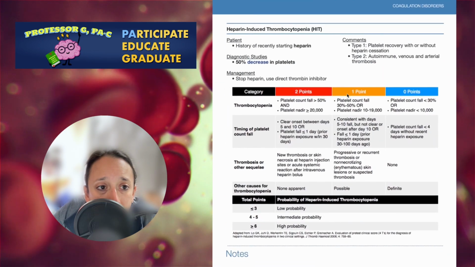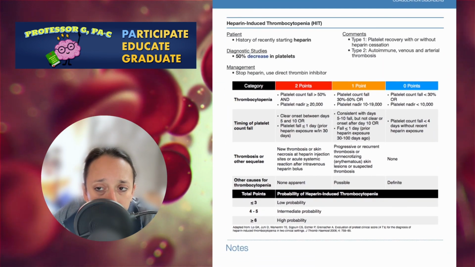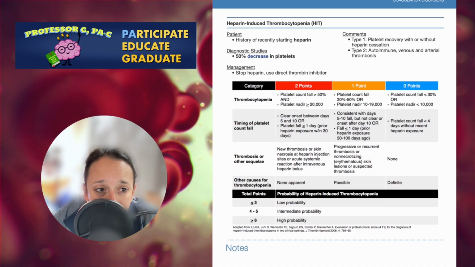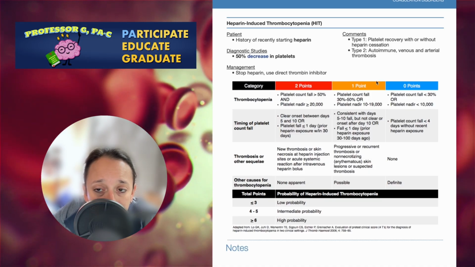All right, let's move on down to HIT. So heparin-induced thrombocytopenia, or HIT, is a really serious immune-mediated reaction.